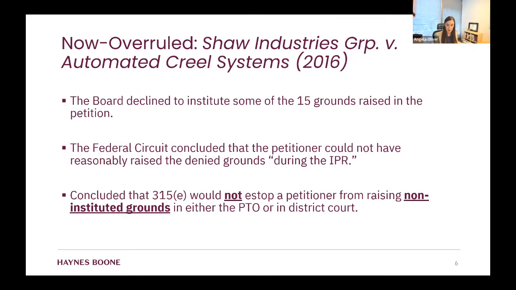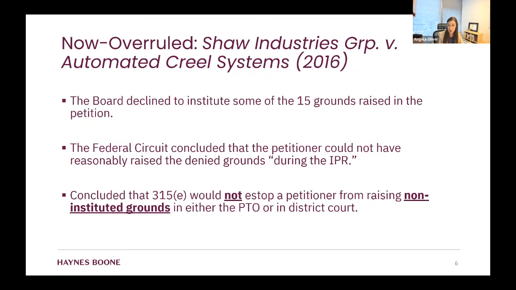And the Federal Circuit's reasoning there was very tied to the language of the statute. The Federal Circuit had explained that an IPR does not begin until it's instituted. So because the PTO had denied institution as to certain grounds, those grounds were never part of the IPR. And so they tied it to this language of the statute about "during an inter partes review." So the overall takeaway from this was that these estoppel provisions would not stop you from raising non-instituted grounds in either the patent office or in district court. So if you tried and were rejected, you were fair game, could continue raising those.